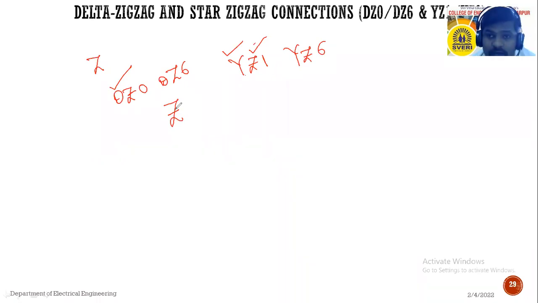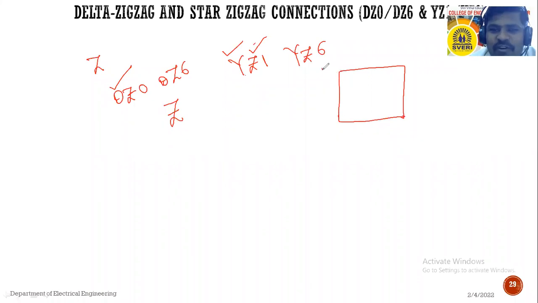What is meant by a zigzag connection? Why is it called a zigzag connection? As we know, in the case of the previous connections, suppose we have considered one three phase transformer. It can be formed by combining a bank of single phase transformers.